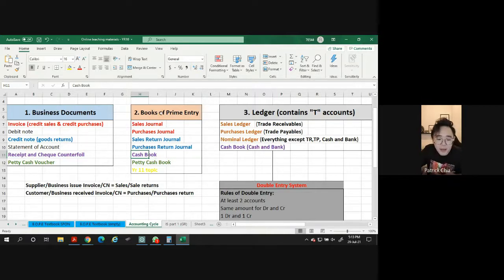And what is books of prime entry? The word prime means number one. This is the first book, the first thing we use to record a document. That is why they are known as books of prime entry. They won't ask you what books of prime entry is. They will probably just ask you what the advantages are. Later I'll show you the notes.